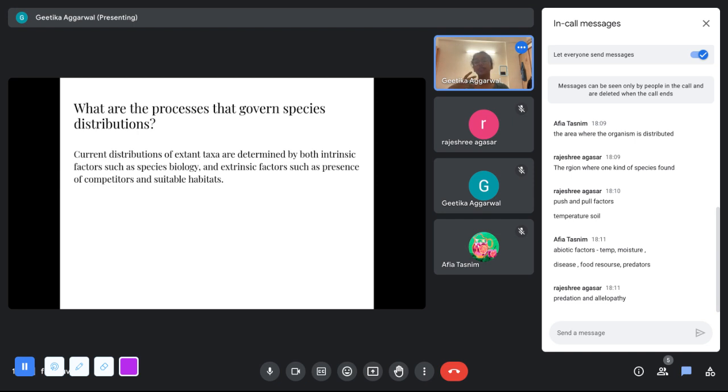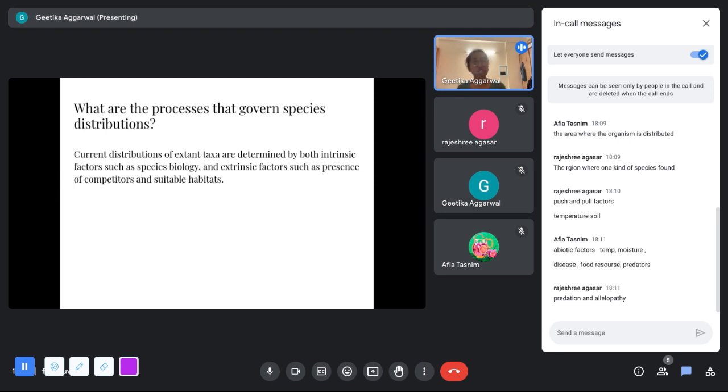So, all right, the current distribution of the, that will come in the next slide. I would just like to say that the various processes govern species distribution, the current distribution of extant taxa. Extant basically means the organisms that are found right now on the planet. So it is governed by intrinsic factors as well, that depend on the species biology, and that would be in which temperatures the species is found, what moisture level it can handle, what type of nutrients it requires.